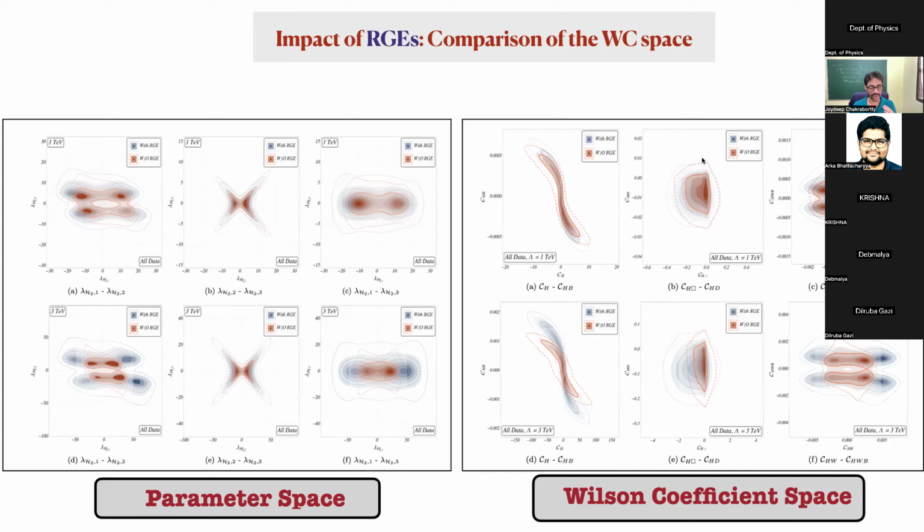And these aspects are missing when you perform the bottom-up approach. Because in the bottom-up approach, you do not know which operators are generated at tree level or one loop. So basically, you blindly perform the RG and all those things. If you want to do that, then that's not the correct way of doing it. That may mislead some of the results. But yeah, that's why the effective field theory approach is very sensible.